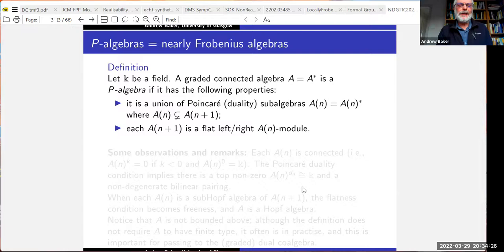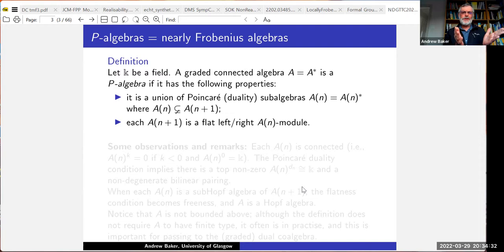Okay, so here's what the graded story looks like. Everything's over a field. Topologists are primarily interested in this in the case of a characteristic p field, and the main examples in the original development of this are to do with the Steenrod algebra at a prime. But this works completely generally. You have a field, you have a graded connected algebra. I'm using upper indexing, cohomology indexing. It's a P-algebra if it's a union of Poincaré duality subalgebras.